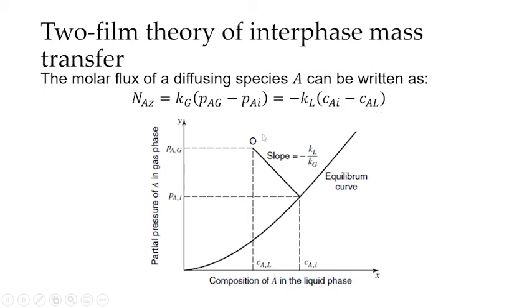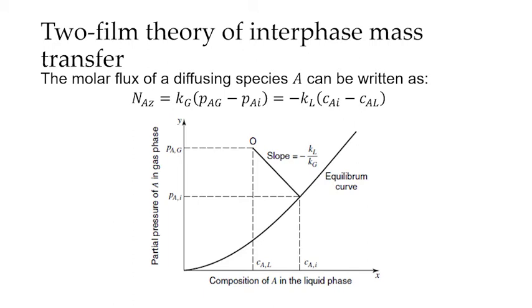Now, if we draw a line from the operating point up to any point on the equilibrium curve, the slope of that line is the ratio of the mass transfer coefficients: the mass transfer coefficient for the liquid side over the mass transfer coefficient on the gas side. Okay? So please remember this overall flux equation.